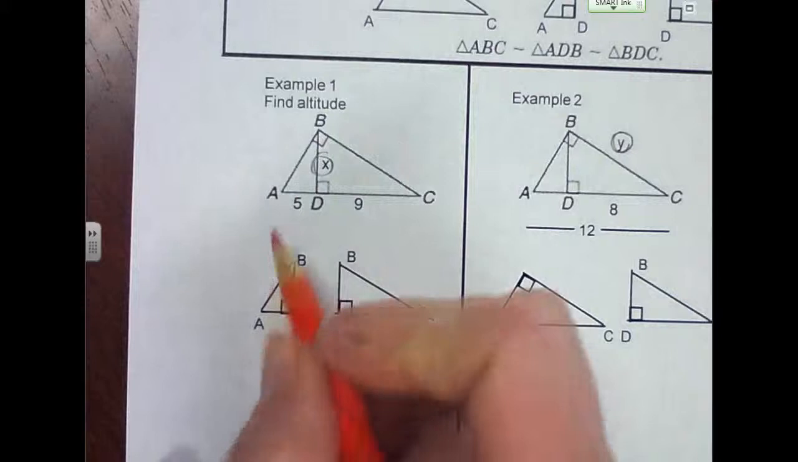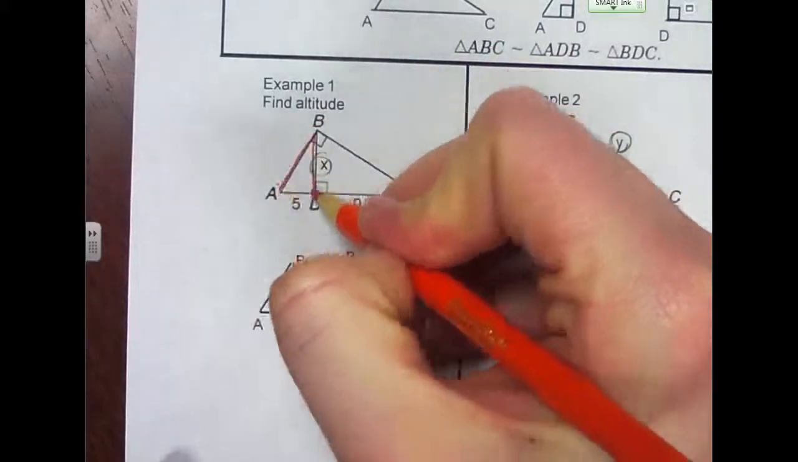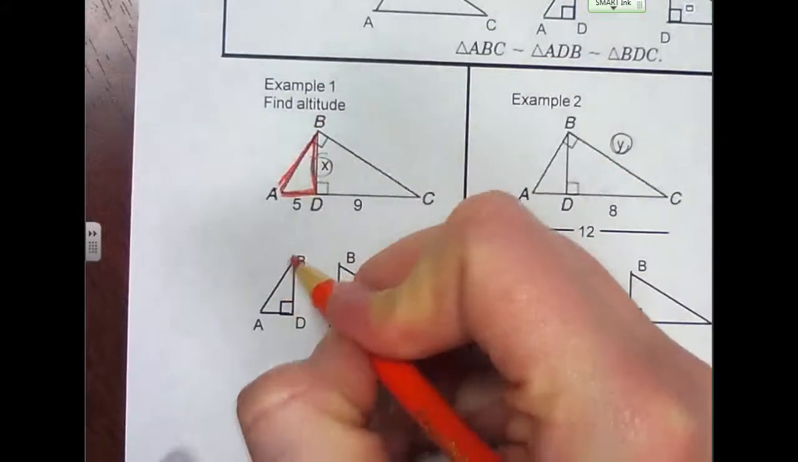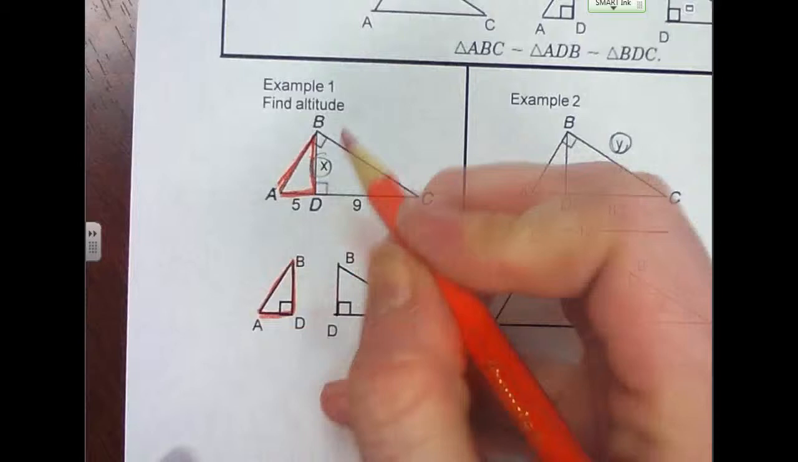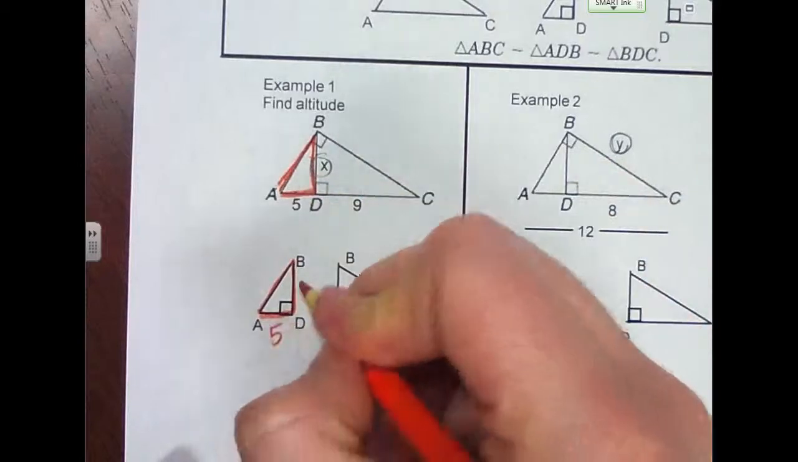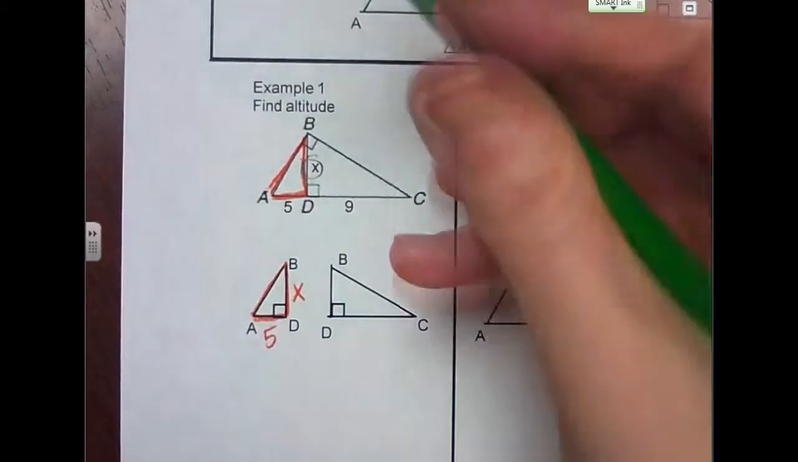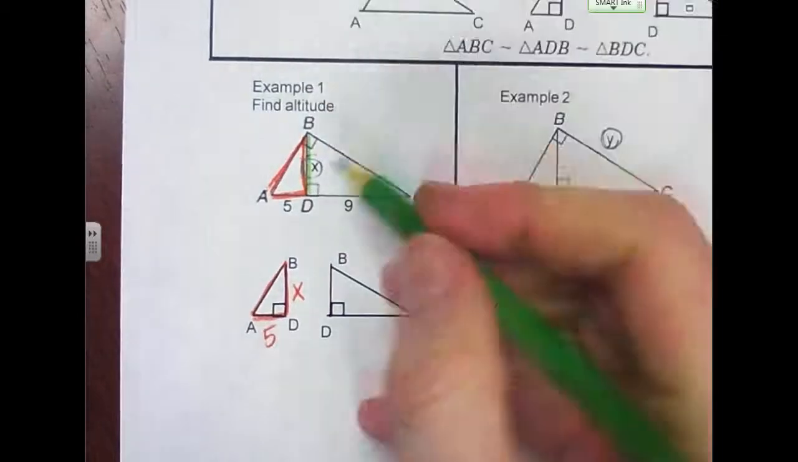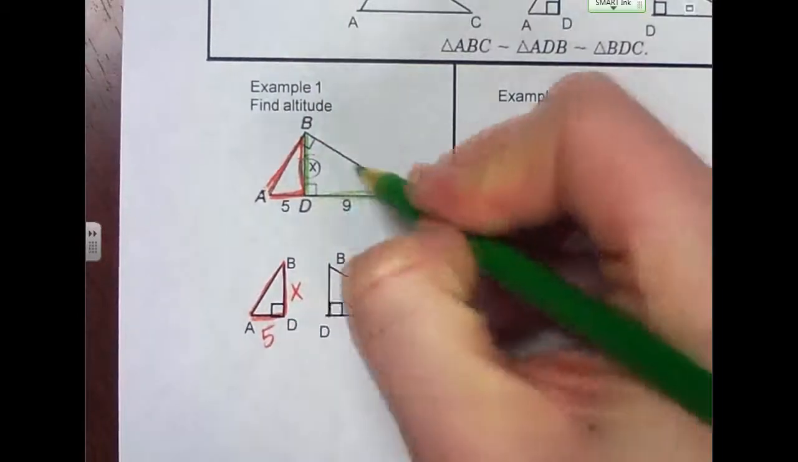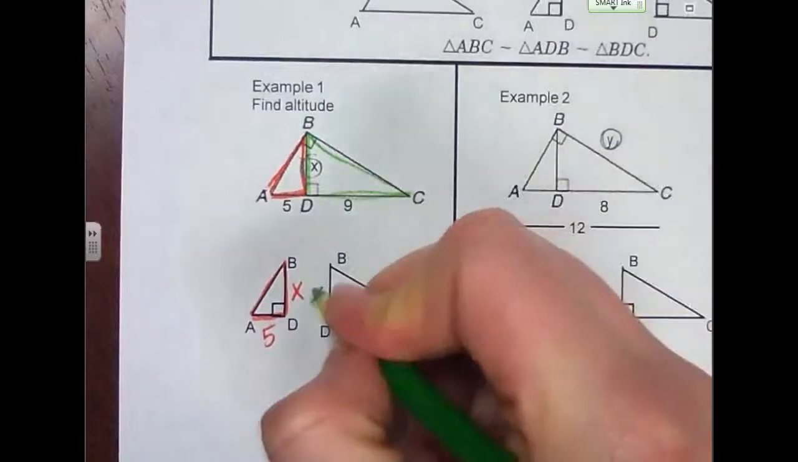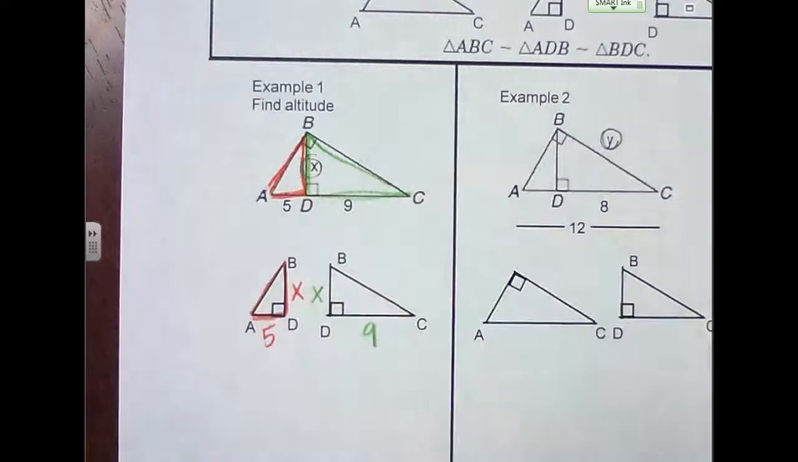So here's the small triangle. We have A, B, D. So we split that up for you so you can see what that looks like. I have this 5, and I have the x here. Then we have this medium triangle. We have it broken up here. There's x, and there's the 9.